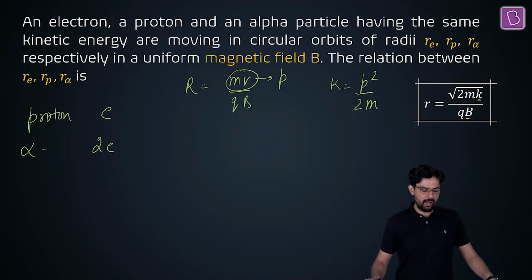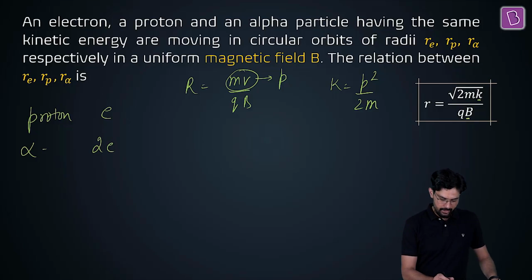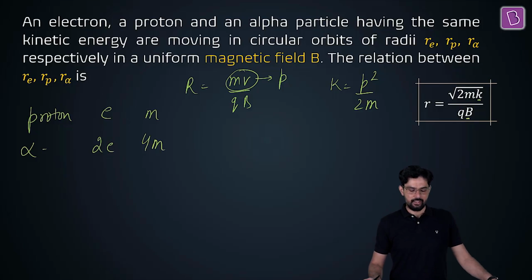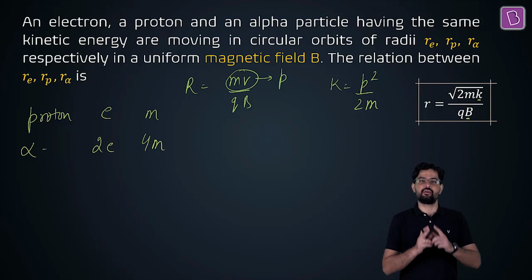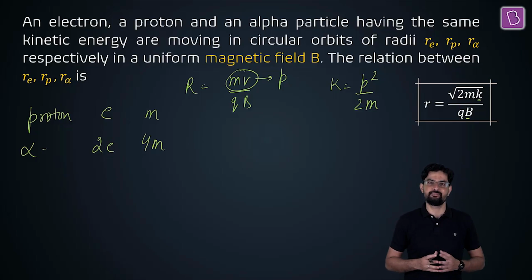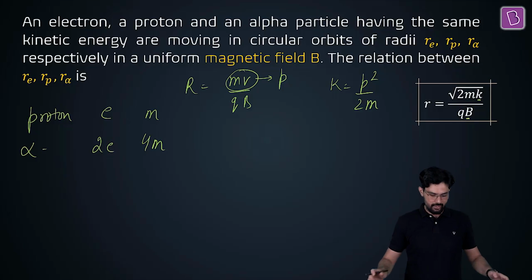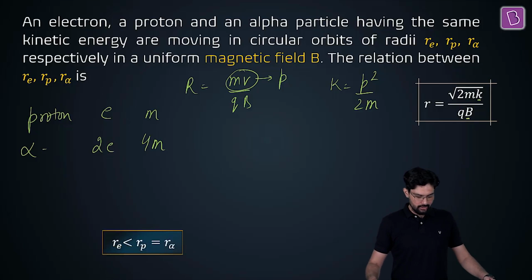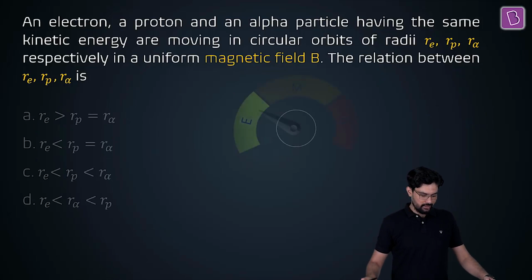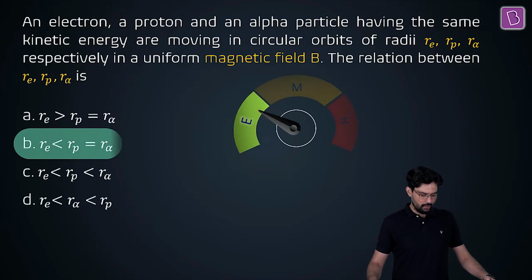And if you assume the mass of each nucleon to be m, then the mass of this proton is going to be m, and the mass of the alpha particle is going to be 4m, right? And can you see from here, the radius of the proton and the alpha particle will come out to be the same, right? So in this case, we have the relation, and can you see that option B is the right option?